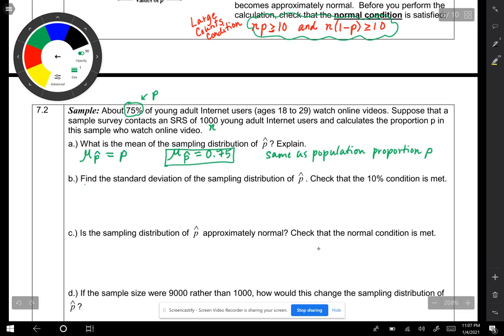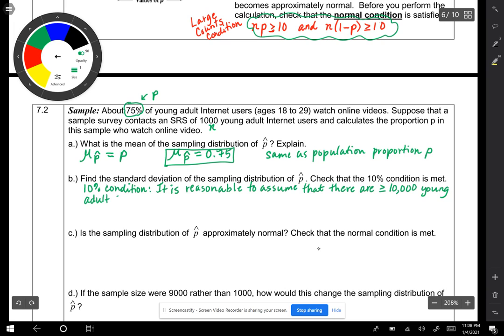So for the 10% condition, it is reasonable to assume that there are greater than or equal to 10,000 young adult internet users.